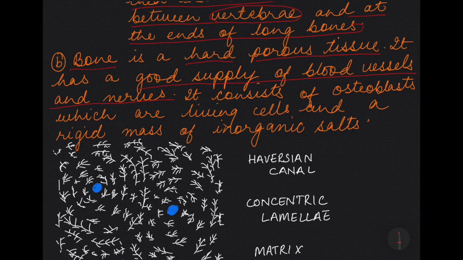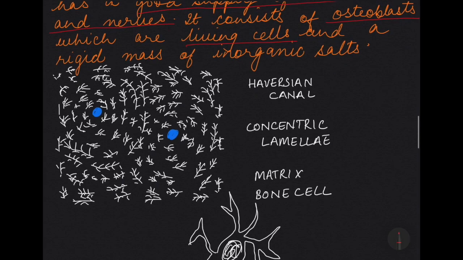blood vessels and nerves. It consists of osteoblasts, which are living cells, and a rigid mass of inorganic salts. Remember, what do you have to do to have healthy, strong bones? You drink a lot of milk. Why? Because they say calcium and phosphorus is required for healthy bones.